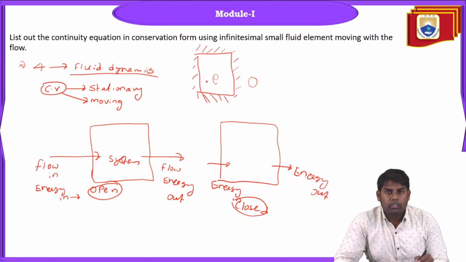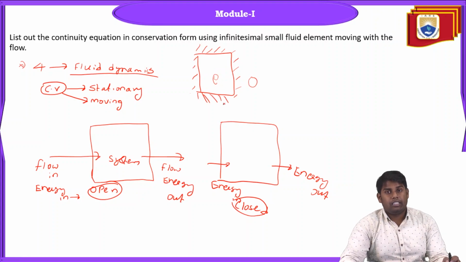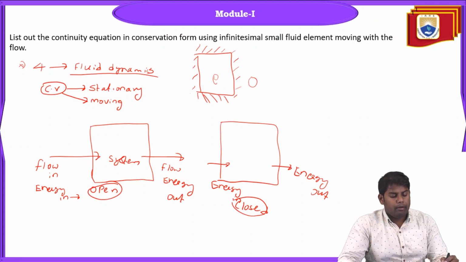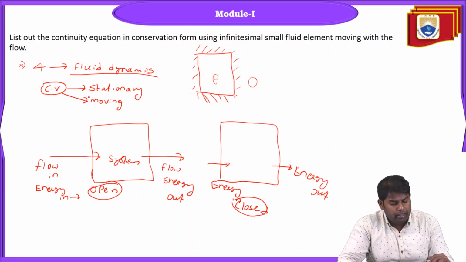Now you have one more thing, called isolated or closed setup, where there is no energy in or energy out, and no flow in or flow out. These are the different systems, and we can model the control volume in any one of these three categories.